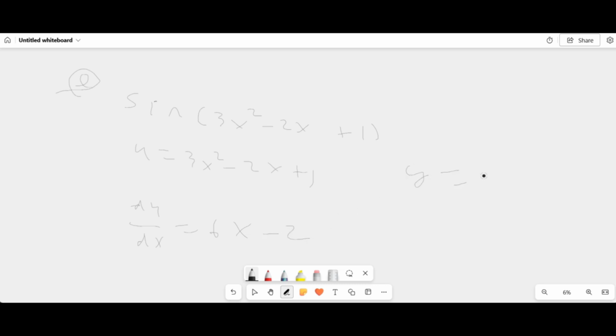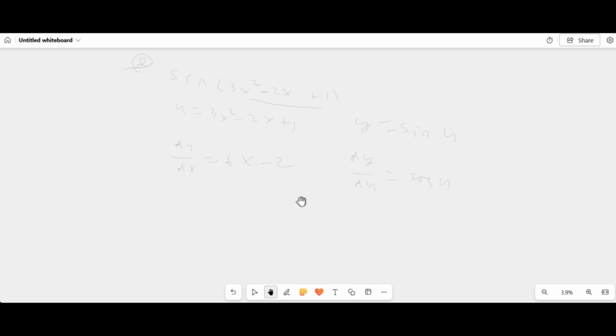Now y is equal to sine u, because this whole thing is equal to u. And so we want to do dy over du. So that's just going to be cos u. You get that? Dy over dx here is going to be those two times together, which gets you 6x minus 2 cos u.